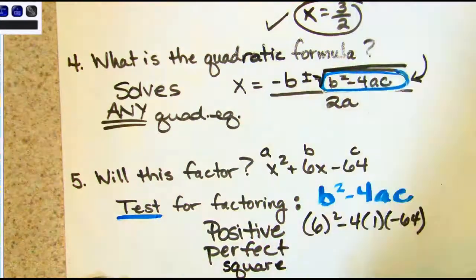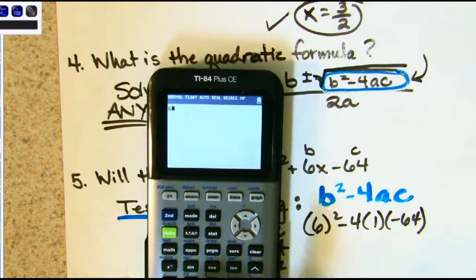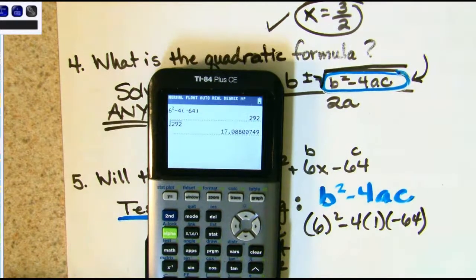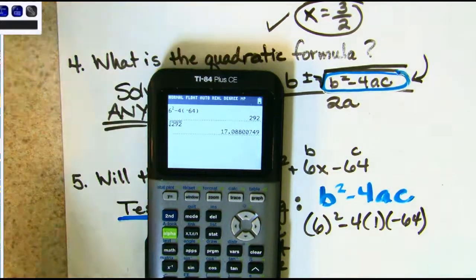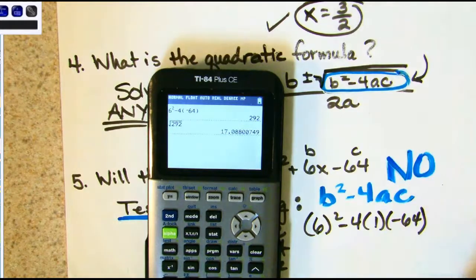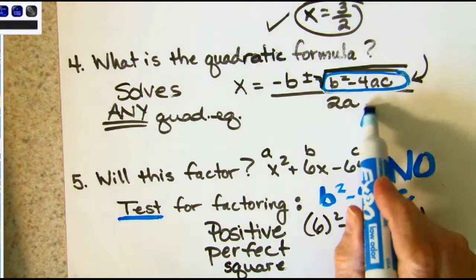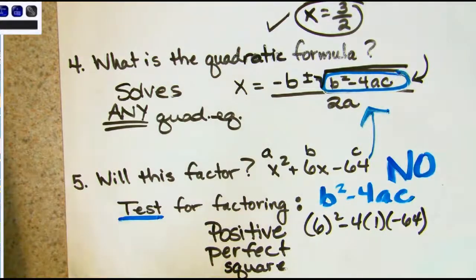So let's take the calculator and let's see if this actually will factor. So I have 6 squared minus 4 times 1 times negative 64, and I get 292, and I square root 292. If it comes out a whole number, it's a perfect square. It's not. So the answer to this, will this factor, is no. So if you were trying to solve this in a geometry problem, you would have to use the quadratic formula.